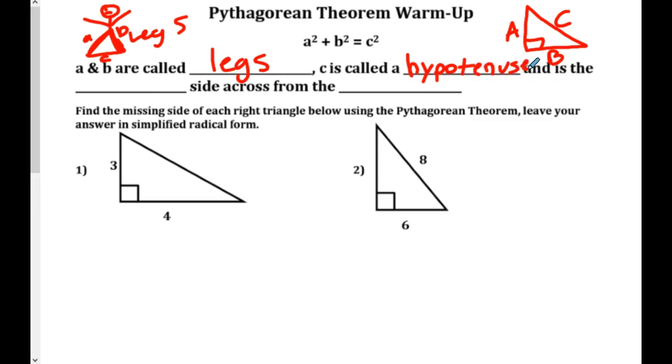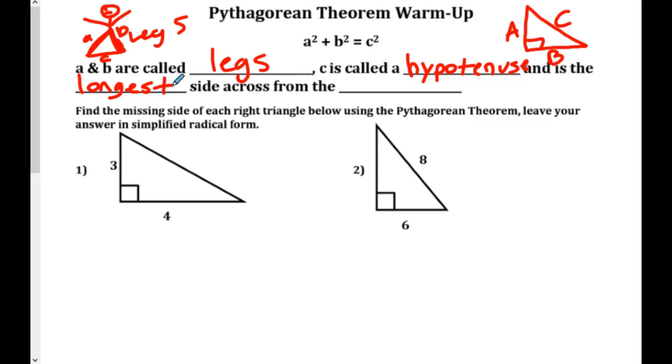And it is the blank side. So when I think of the hypotenuse, letter C, everyone needs to know this. It is the longest side. A and B cannot be the longest side. C has to be the longest side.